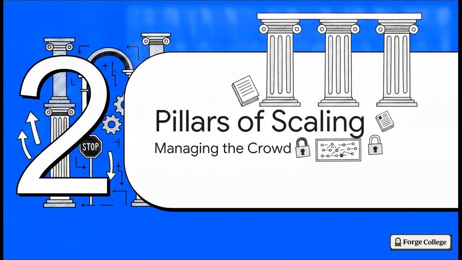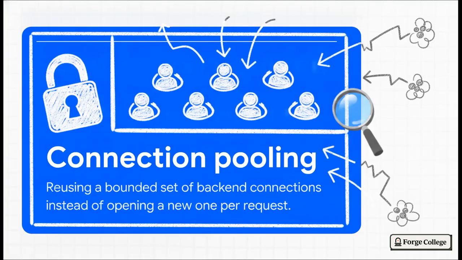Moving right along to Section 2, the 3 pillars of scaling, or as we like to call it, managing the crowd. So how do we actually stop the crash? Well, we need an architectural toolkit to manage our club's capacity. The first pillar here is connection pooling. Instead of tearing down and building a brand new connection for every single request, you reuse a bounded, limited set of back-end connections. Think of this as the limited number of physical seats or tables inside the nightclub. By capping this, you drastically reduce the overhead of setting up connections, and more importantly, you absolutely prevent your upstream services from being overwhelmed by all that chaotic connection churn.